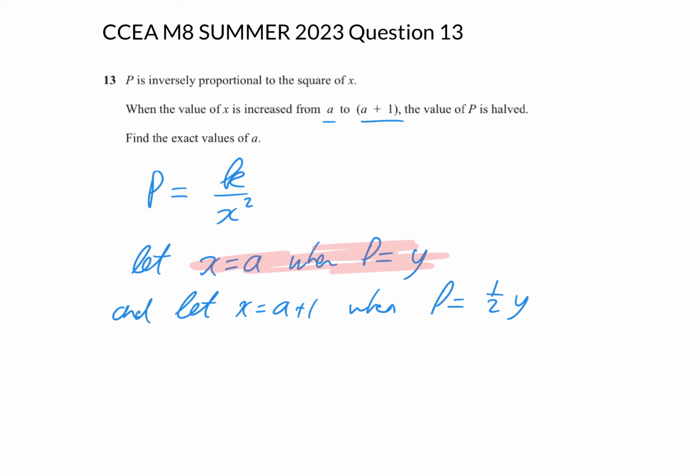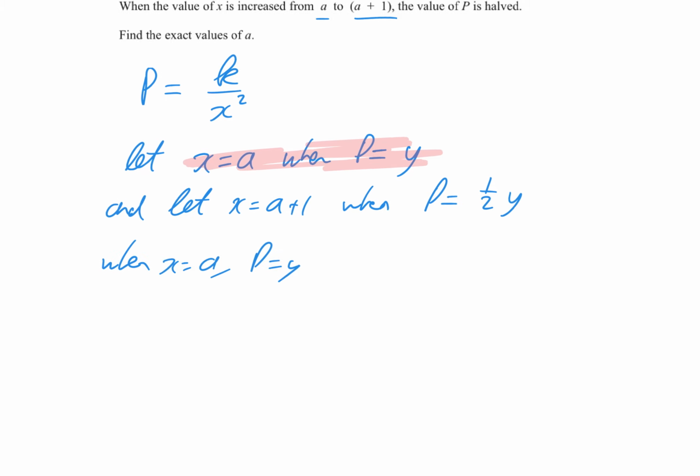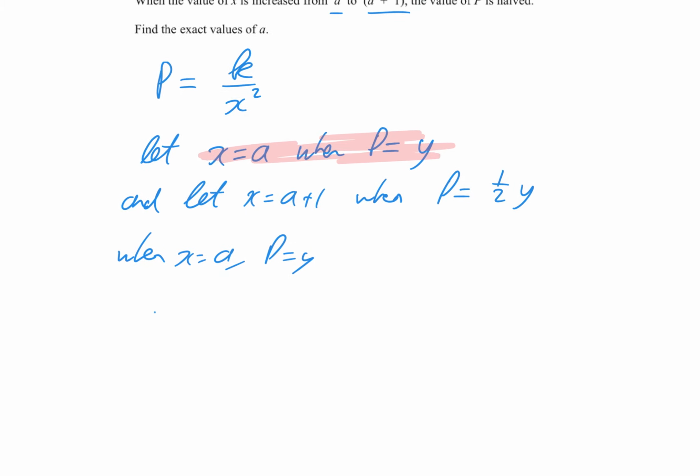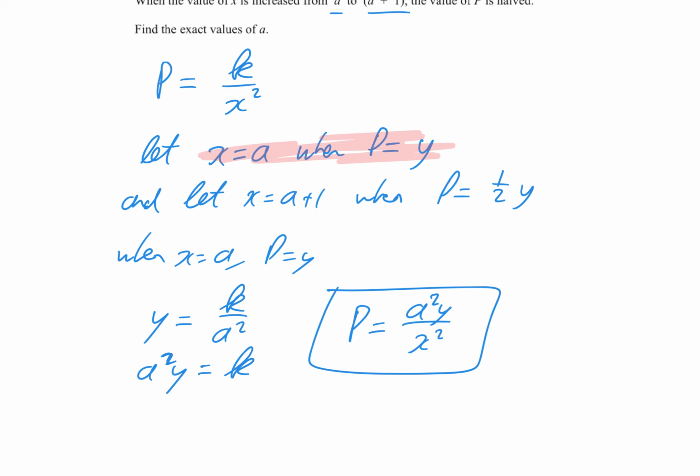So just say when x equals a, P is equal to y. So we're going to substitute that in. And that means you're going to have y is equal to k over a squared, which means a squared times y is equal to k. Once you find a constant, you rewrite your equation. So that tells you that P is equal to a squared y all over x squared. That is the equation we're now going to use.